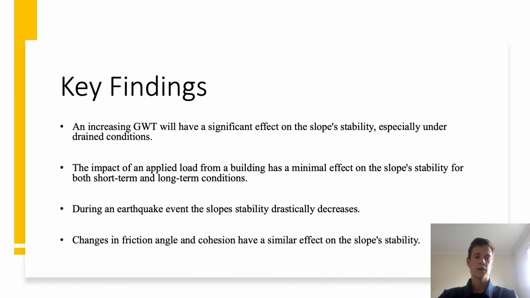The key findings from this investigation have been summarized. An increase in the groundwater table will have a significant effect on the slope stability, especially under undrained conditions. The impact of an implied load from a building has a minimal effect on the slope stability for both short-term and long-term conditions. During an earthquake event, the slope stability drastically decreases. Changes in the friction angle and cohesion have similar effect on the slope stability.